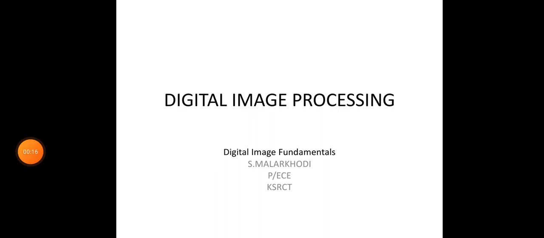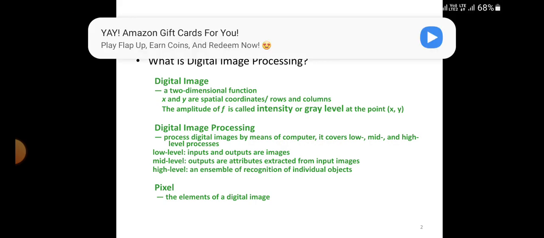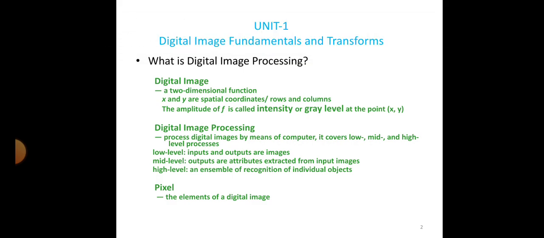Good evening to all. Today we are going to see about digital image fundamentals. First, you have to know what is meant by a digital image. We represent a digital image as a mathematical function, f of x comma y. Here f of x comma y is the digital image, x comma y denotes the spatial coordinates, and f represents the intensity or gray level.